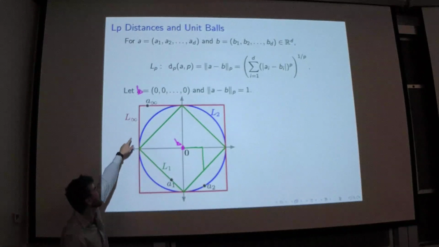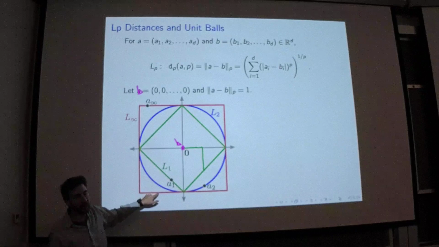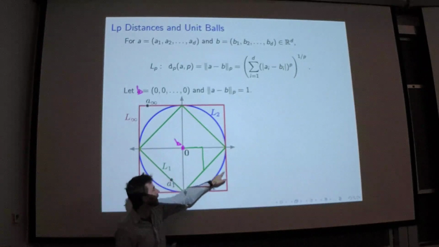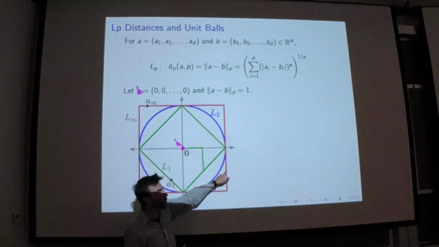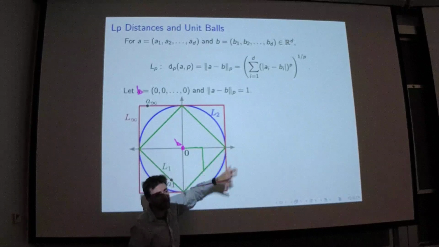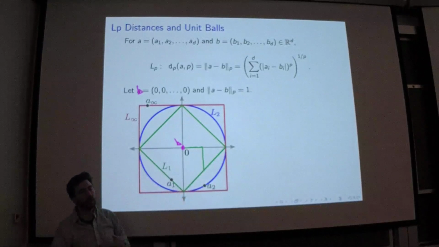And so the L infinity ball is going to be this red one here. It's the max of the distances. Here, the x coordinate is distance 1, but the y coordinate is less than that, so it doesn't matter. Only the coordinate which is the biggest deviation is controlling it.